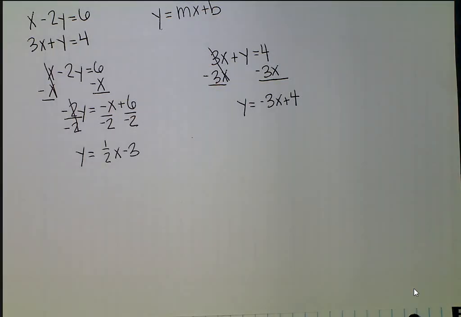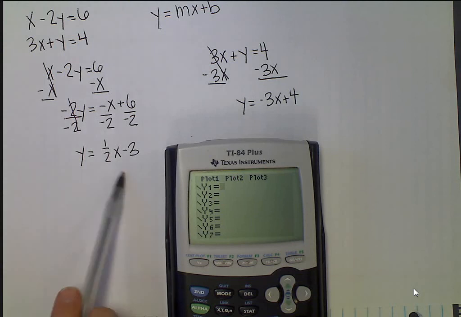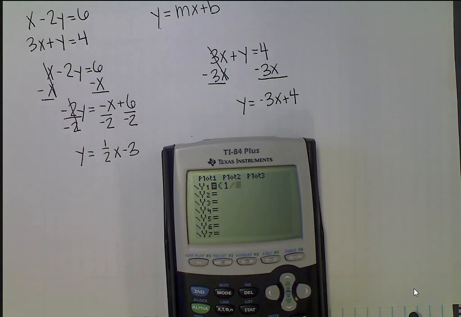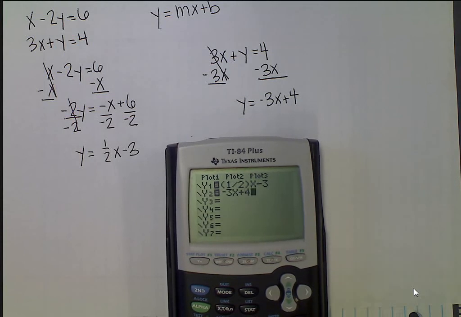Since we've solved for y, we're going to push our y equals button. Make sure your calculator is cleared out. Let's plug in our first line for y1. 1/2 x minus 3. For line 2, negative 3x plus 4. We wanted to look up a table for this. Second graph will show us a table.